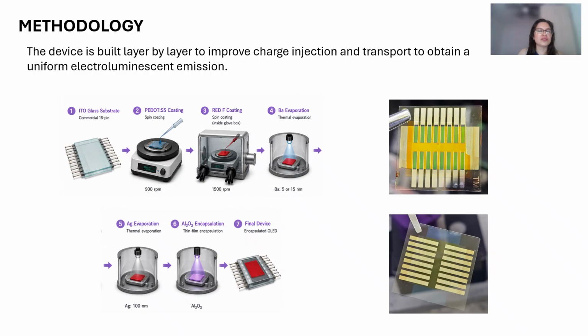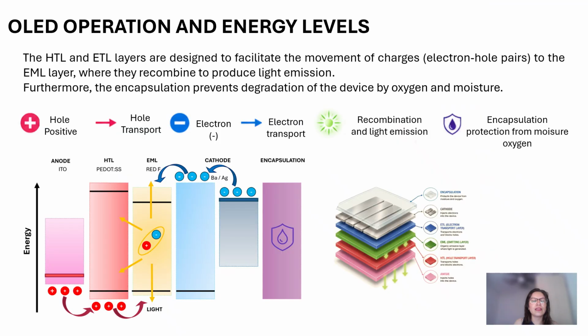Now, this is the methodology to manufacture a multi-layer polymer OLED. In this case, the device is built layer by layer to improve charge injection and transport to obtain uniform electroluminescent emission. Some of the layers are prepared under inert conditions and others in air conditions, according to the layer of the device.